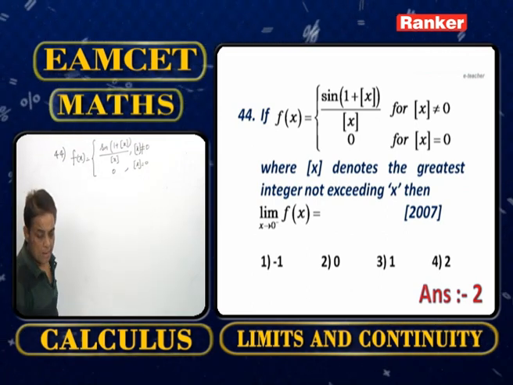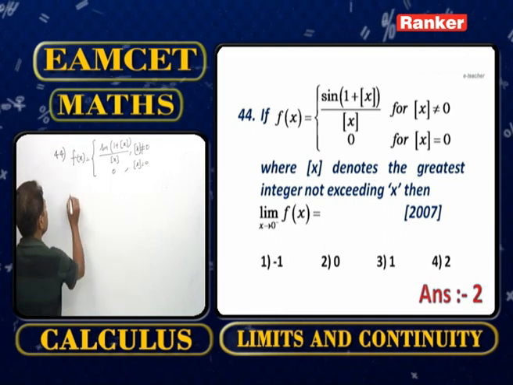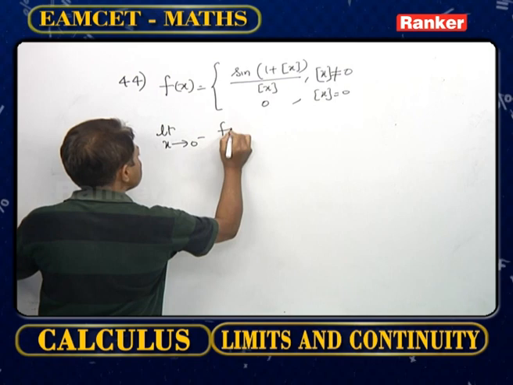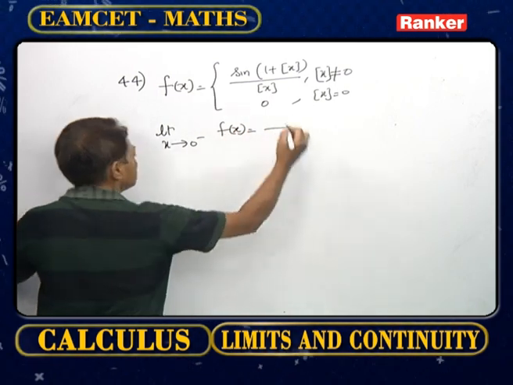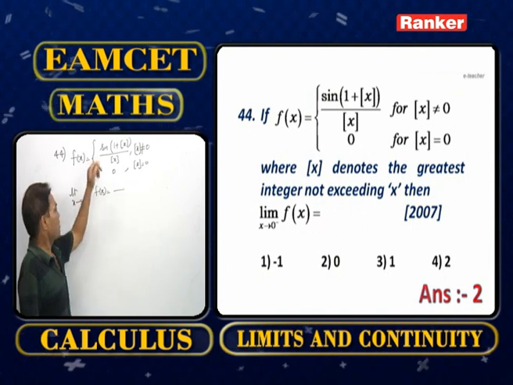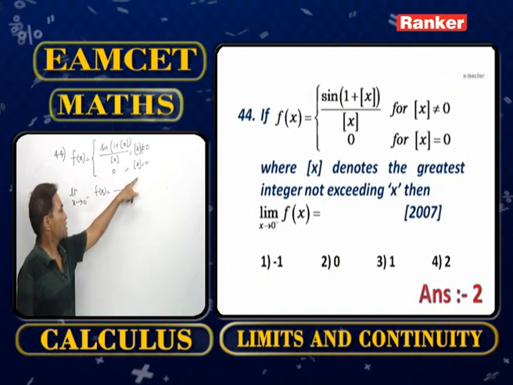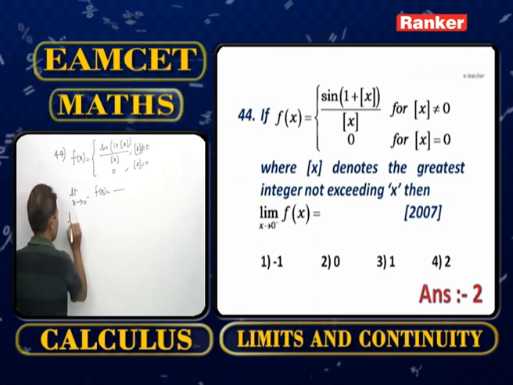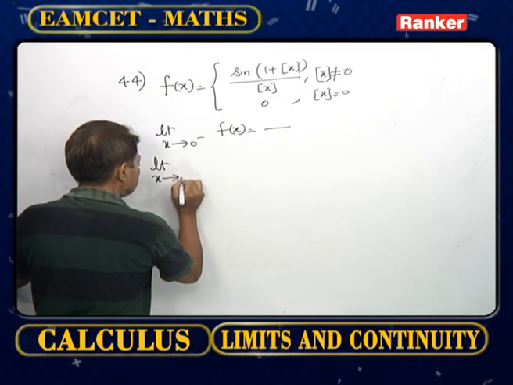Same old method, let us go for limit x tending to 0 minus f of x. This is the question given. So it is very clear, x not equal to 0 means 0 minus will come here, 0 plus also will come here. When x is equal to 0, this one. So we have to make use of this definition. So let us see that first one.